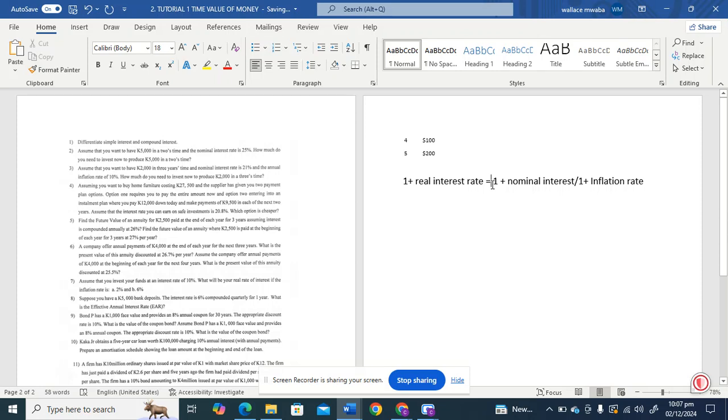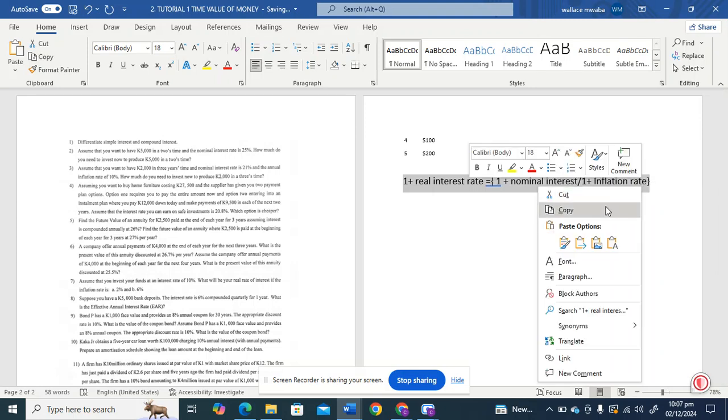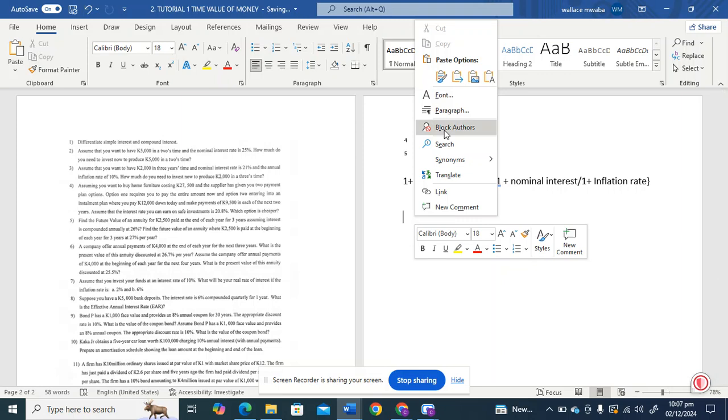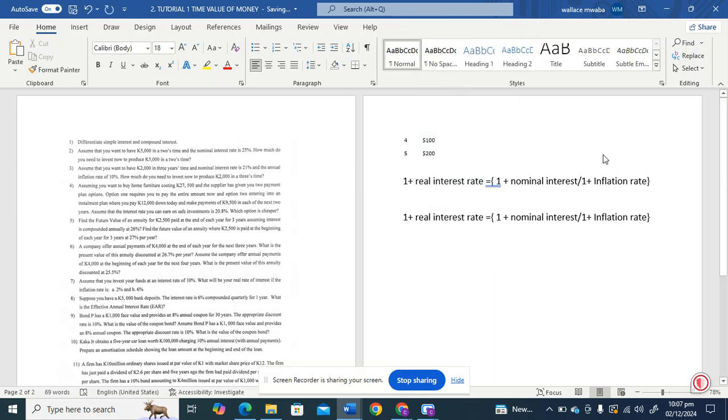since we want to get our real interest rate, we should transfer this one here to the other side. That becomes minus 1. Yeah, real interest rate equals 1 plus nominal interest rate over 1 plus the inflation rate minus 1. So our nominal interest rate, this is the interest rate that is not adjusted for inflation.